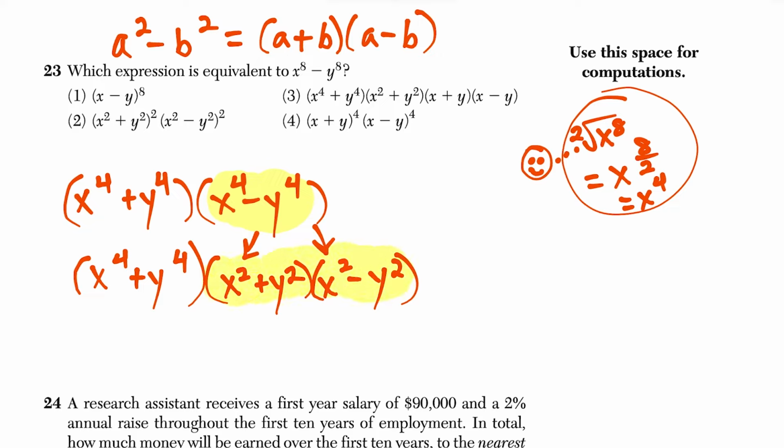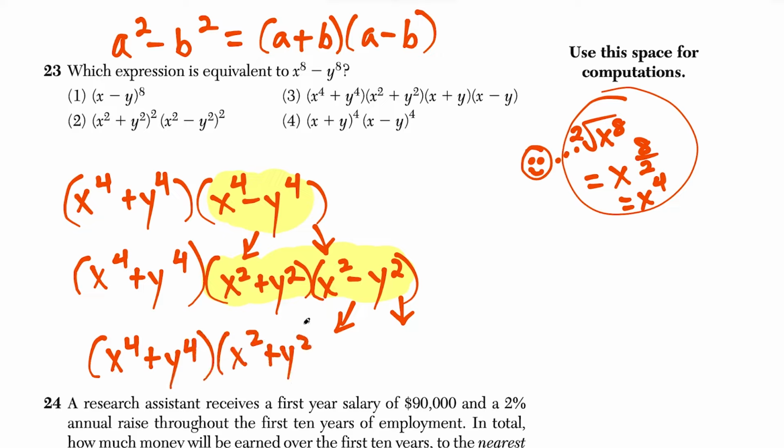And then we look and the answer is still not there. And that's because just one more time we could break this down. So we have x to the 4th plus y to the 4th, we have x squared plus y squared. But the difference of two squares over here could break down into these two binomials. We could call this x plus y times x minus y. And if we scan the answer choices, this is going to match up with choice 3.